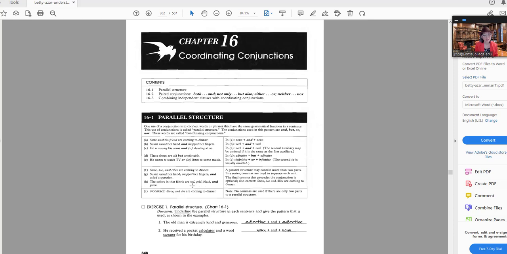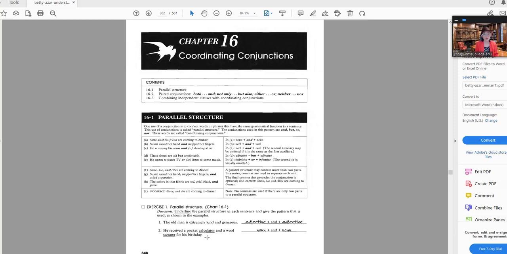Adjective, adjective, adjective, adjective. A parallel structure may contain more than two parts. In a series, commas are used to separate each unit. The final comma that precedes the conjunction is optional. Steve, Joe, and Alice are coming to dinner: comma, comma, and comma. Here you have: the old man is extremely kind and generous. So kind and generous is adjective plus adjective.